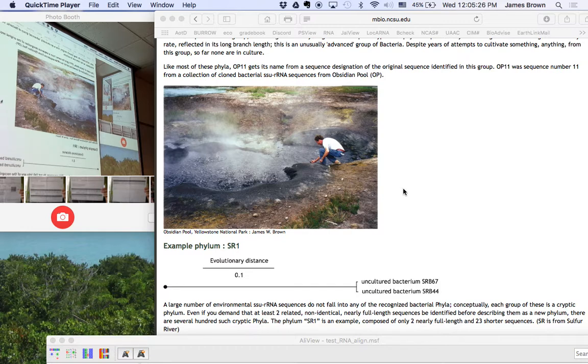And so generally speaking, you've got to have 2 independently derived sequences falling together to be considered a phylum like this. These came from SRB. I don't remember what that site is. The same site, but in 2 different experiments. Oh, here we go, Sulphur River in Yellowstone. So we don't know what these things are.